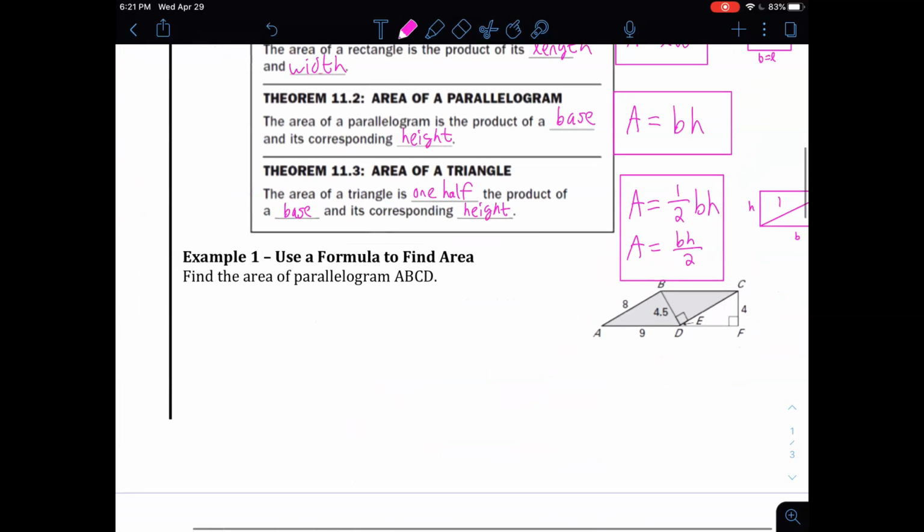All right, so let's go ahead and do example 1. Find the area of parallelogram ABCD. You only know it's a parallelogram, so I'm just gonna write out the formula every time, so I know what I'm working with here. So it's 1/2, or no, it's just base times height. Sorry.